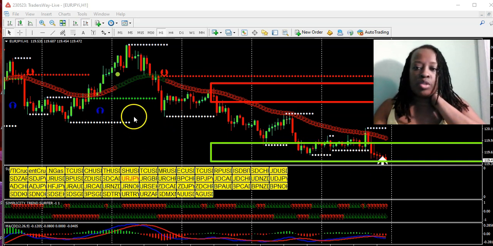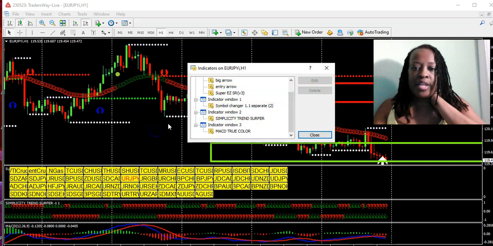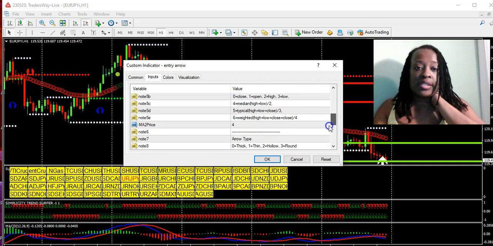Now, one thing I want to point out with my entry arrow is I have my entry arrow set to, I want to say it's 12. Yeah, 12. I have my entry arrow set to 12, and everything else is the same.